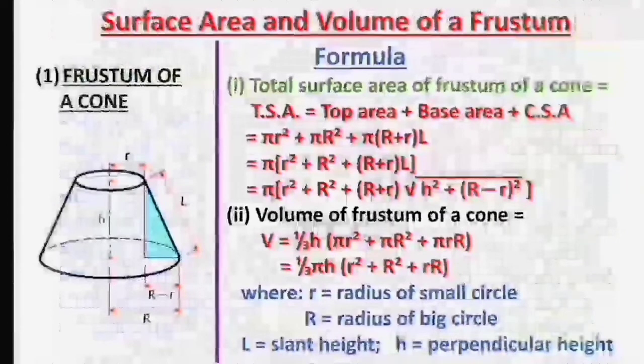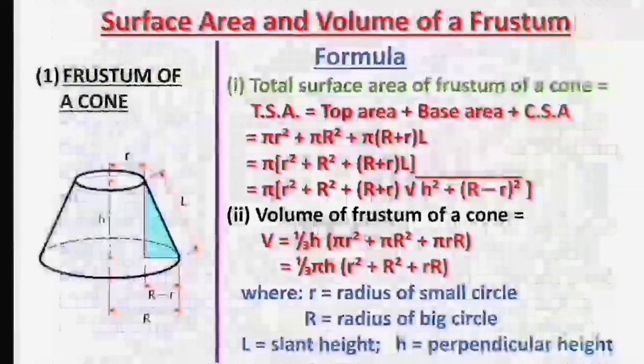Let's see some formulas for the surface area and the volume of a frustum. Here we have the frustum of a cone. For the formulas, the total surface area of the frustum of a cone is the area of the top circle, which is the top area, plus the bottom circle, which is the bottom area, plus the curved surface area.